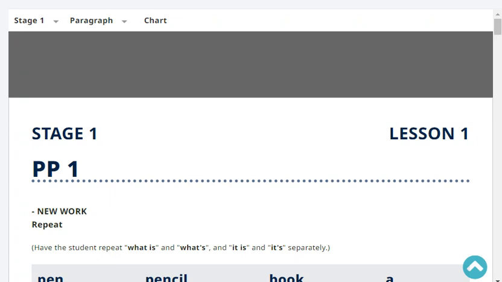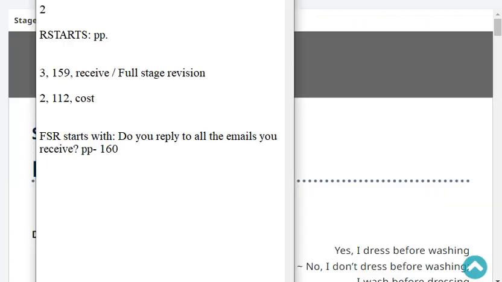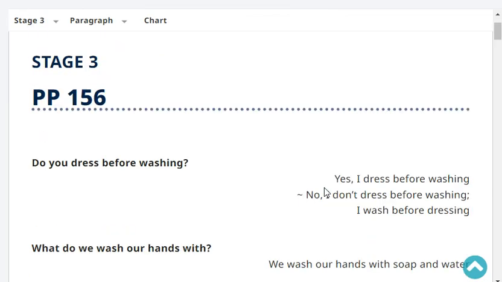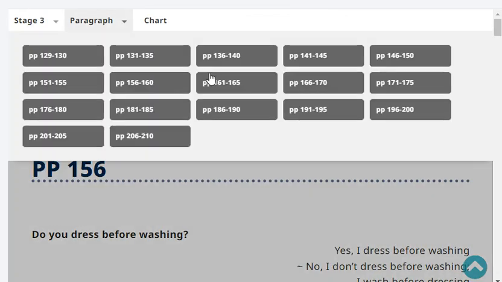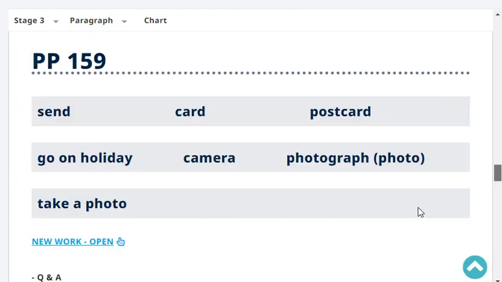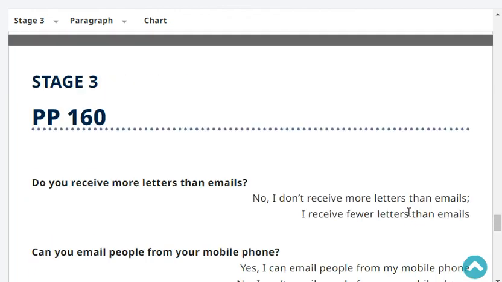We are now at stage 3, page 159. Our last headword was receive, full stage revision. Yes, so let's start from where we ended. Let me just scroll down. Here we go. First question.